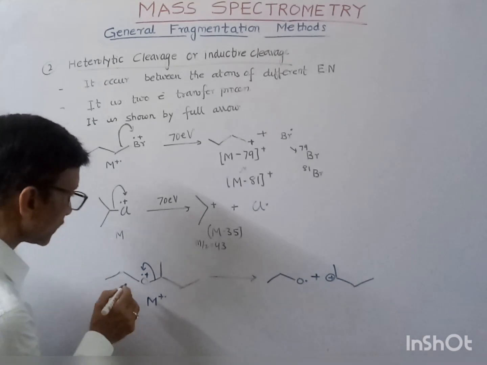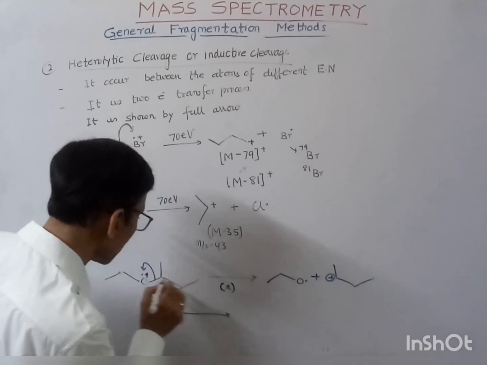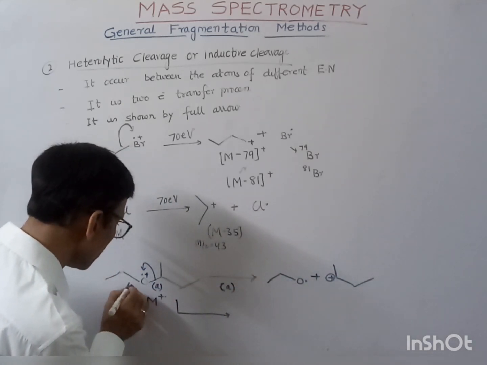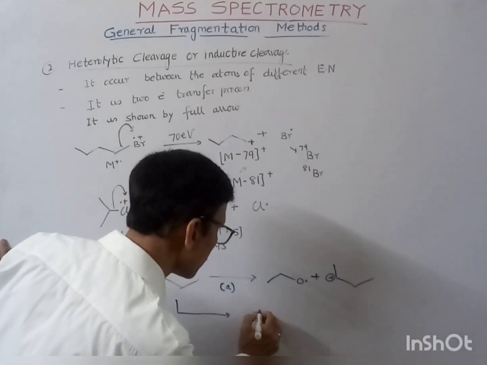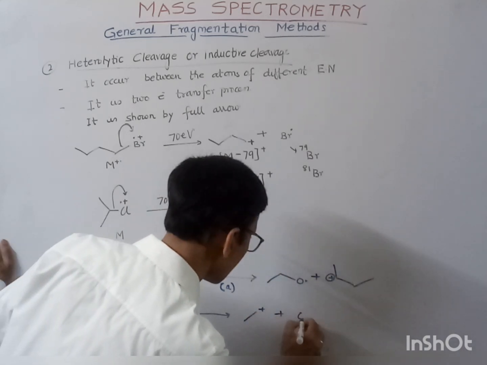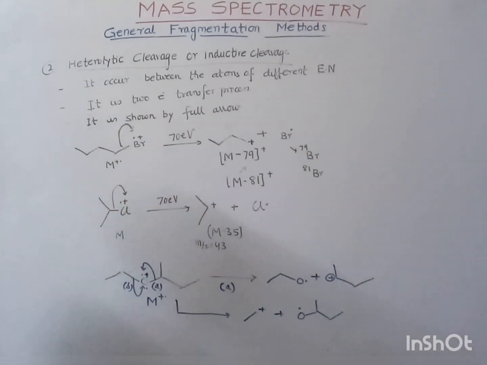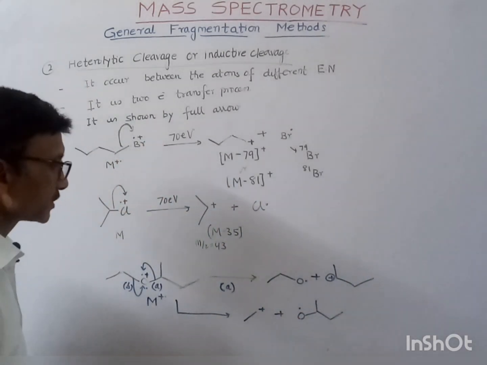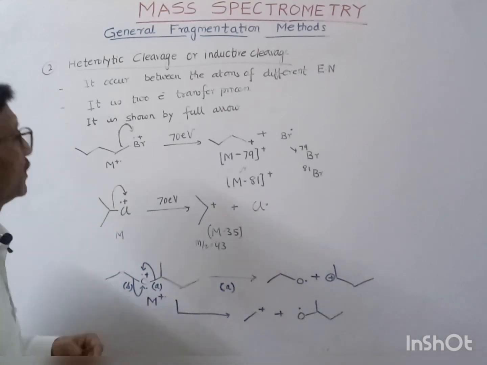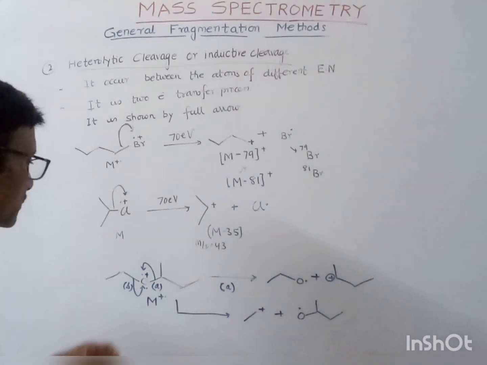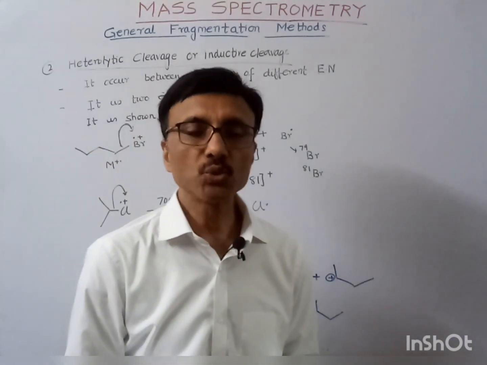In the same way, the cleavage may take place from here. So this is path A, or path B, like this. Here the m by z value is 29. So these are the two possibilities. Such heterolytic cleavage is usually shown in alkyl halides and ethers. So this is about the 2 types of cleavage.